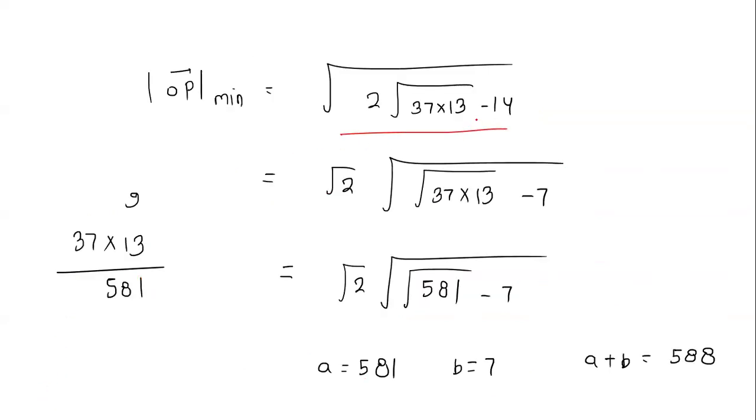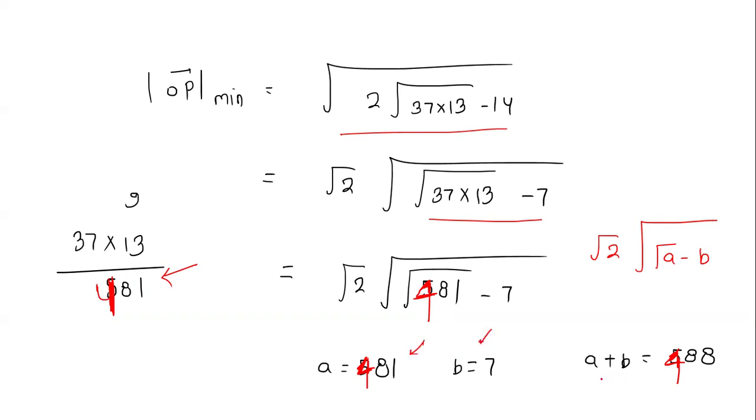So you will get this, and after that you can take this 2 outside, and you will get this. And if you multiply 37 by 13, you will get 481, and if you compare this with our initial form, which is root 2 times root of a minus b, you will get a value as 481 and b value as 7. A and b are natural numbers, and if you add them, you will get a plus b as 488.